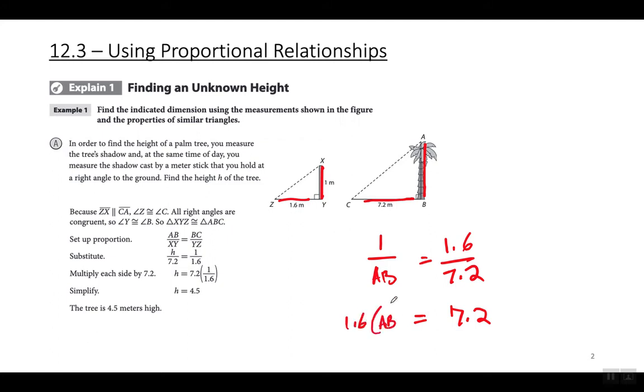So it's very simple. AB is going to equal 7.2 divided by 1.6, and your answer is going to be 4.5. The height of this palm tree is 4.5. Again, this comes up a lot on exams, and it's so simple. You need to know how to solve this because it's very simple. Let me just explain that in Spanish, and then we'll go through a couple more examples, and we'll be done quick with this one.